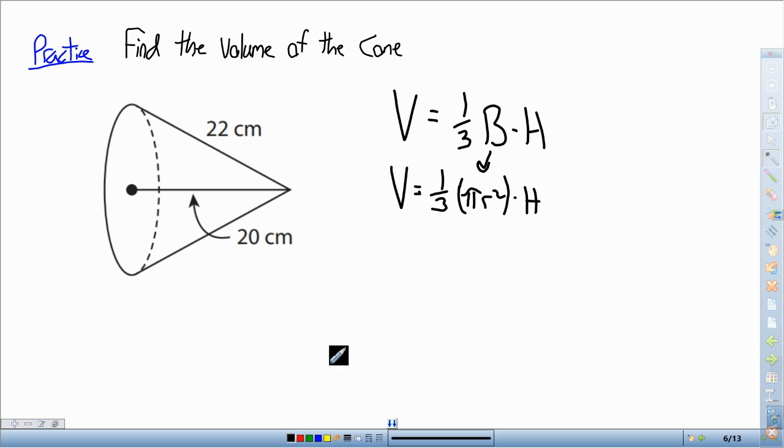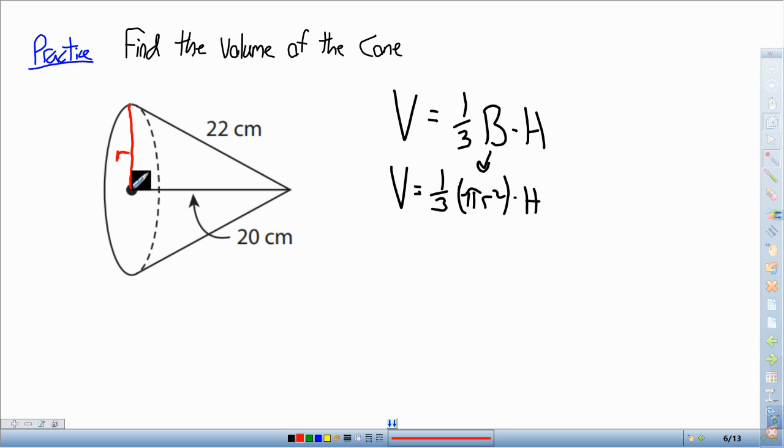Here's the big thing on this problem. We are given the height of our cone. It is 20. So that's nice, we do know what the height is on this one. Here's the problem. What's the radius of our circle? They didn't give it to us. So this is where you need to start. The radius is what we need before we can start plugging our numbers in.